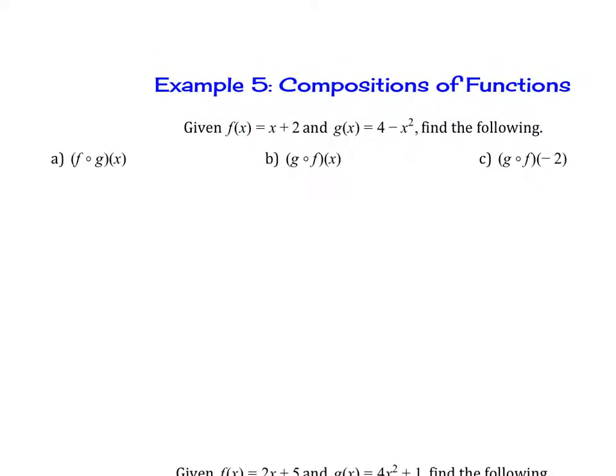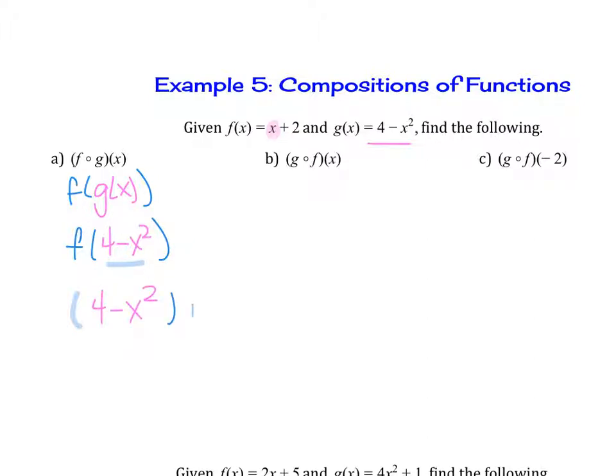Composition of functions. Given f of x equals x plus 2 and g of x equals 4 minus x squared, find the following. So the first thing you do is you have f of g of x. Let's rewrite it as f of g of x to help us set it up. What we're going to do is replace the g of x inside. G of x is 4 minus x squared. Then we take this 4 minus x squared and plug it in where we see the x in our f of x function. So now this becomes, in parentheses, 4 minus x squared, plus 2. So 4 minus x squared plus 2 is negative x squared plus 6. So that's f of g of x.